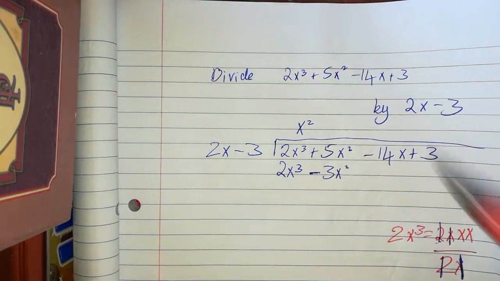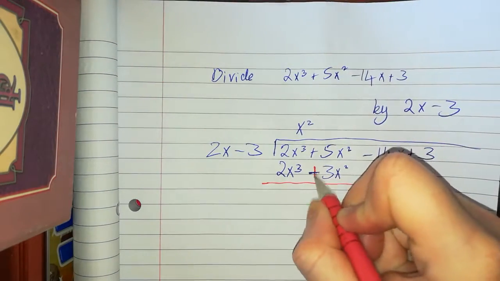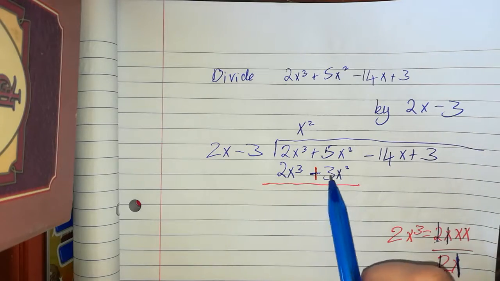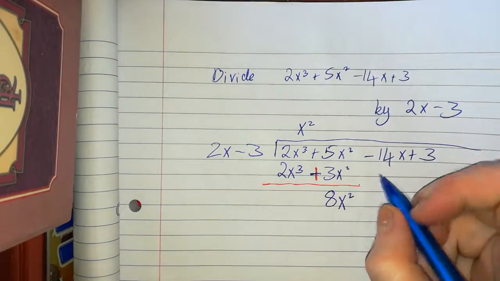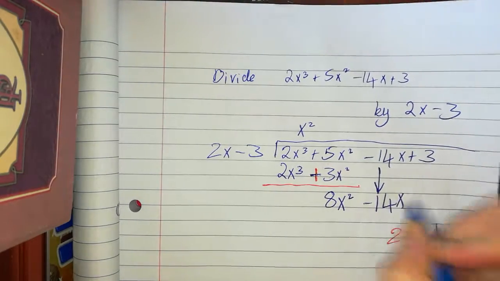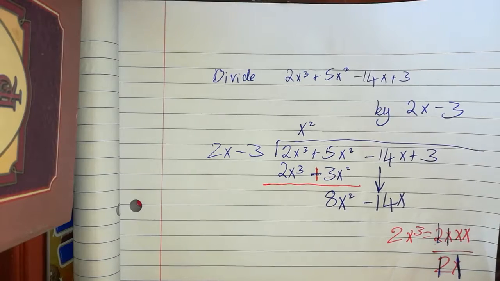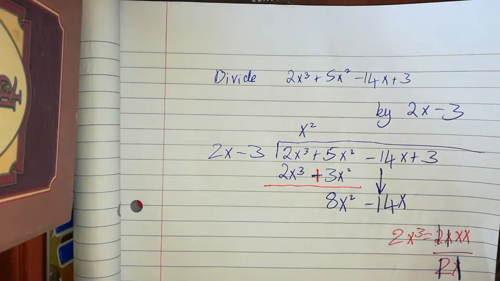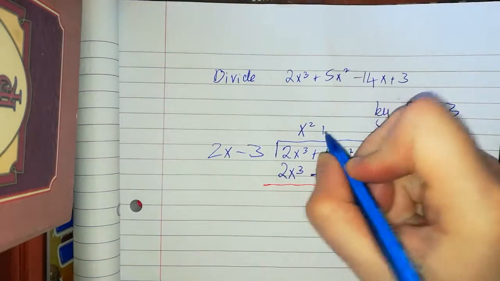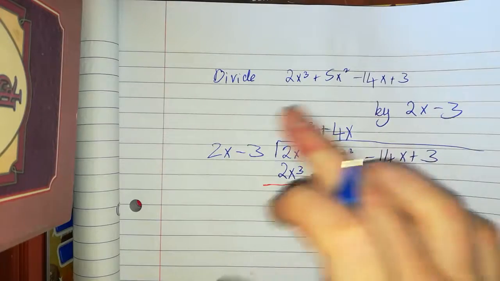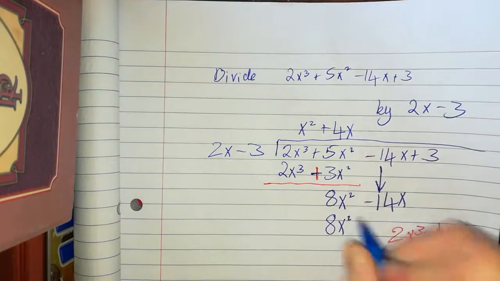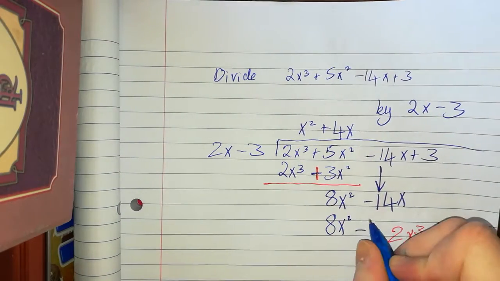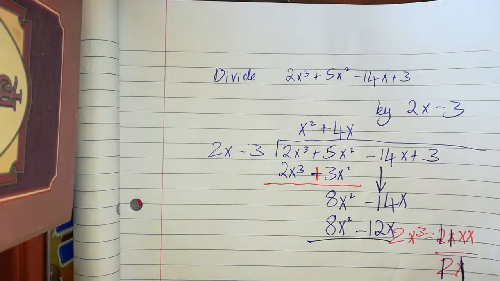Then I have to subtract my second line, so the signs will change. This becomes a plus. So 5x squared plus 3x squared would be 8x squared. And then what I have to do is bring down my minus 14x. So 8x squared is just 8x by x, and that's divided by 2x, so an x on the top will cancel with an x on the bottom, so it's just going to be 4x, so I put 4x up here, and then 4x by my 2x and 4x by minus 3, so 4x by 2x is 8x squared, 4x by minus 3 is minus 12x, so then I have to subtract my second line.